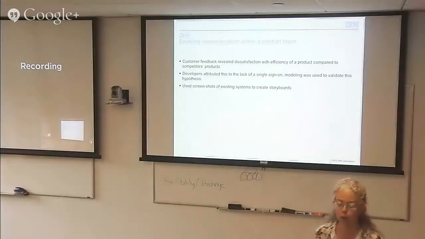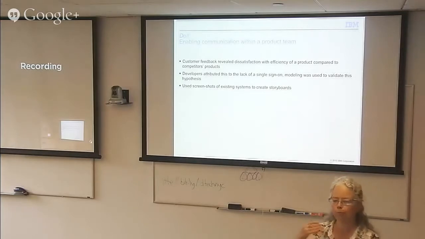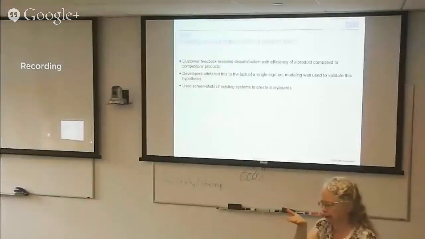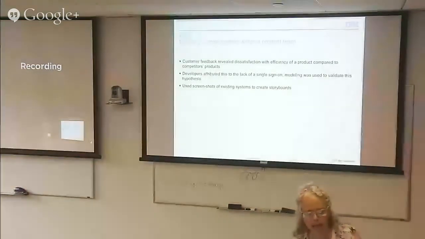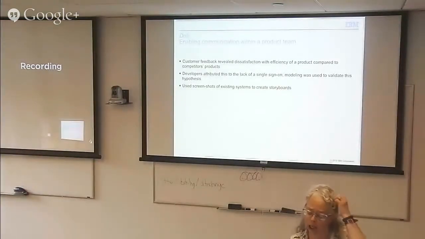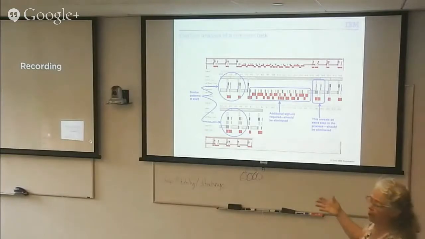Well, the developers attributed this to a problem with single sign-on. You had to stop and log in 16 times a day, okay? And so they said, well, we know where the problem is, it just hasn't gotten up on the priority list. So they did this modeling, and they did use it to see, is this hypothesis true? So we used screenshots of the existing systems to create the storyboards, and we could run the models, and then we could get our visualizations, and you could say, all right, what's happening here?